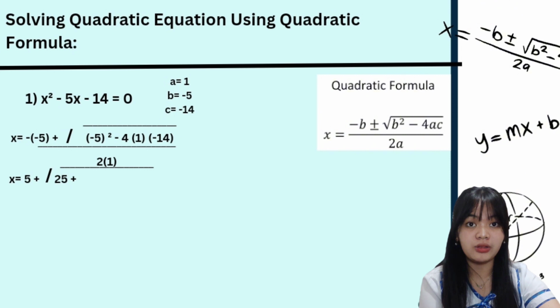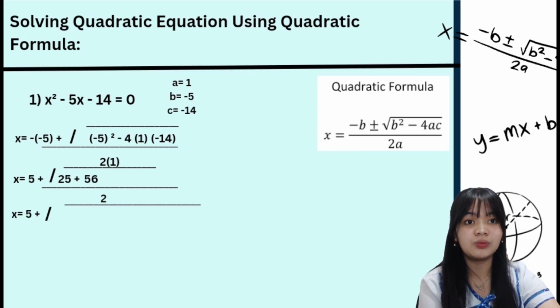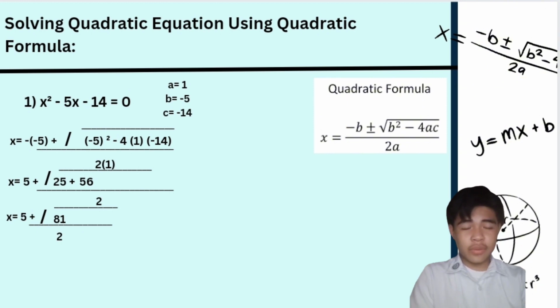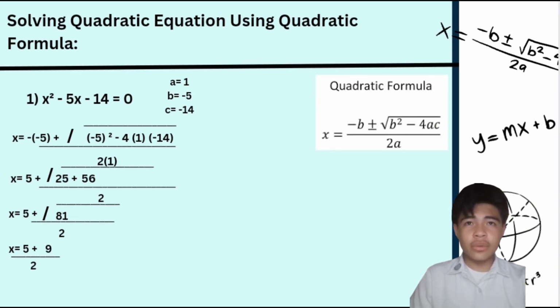4 times 1, 4, times 14, 56, all over 2 times 1, 2. Now we have x equals 5, plus or minus square root of 25 plus 56, 81 over 2. Next, x equals 5 plus or minus square root of 81, so perfect square of 81 is 9 over 2.